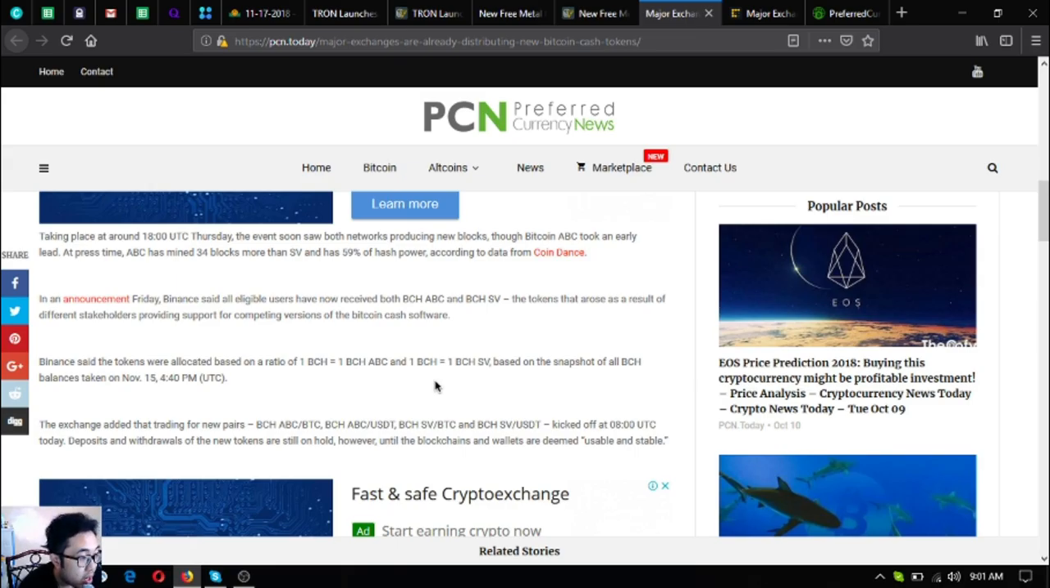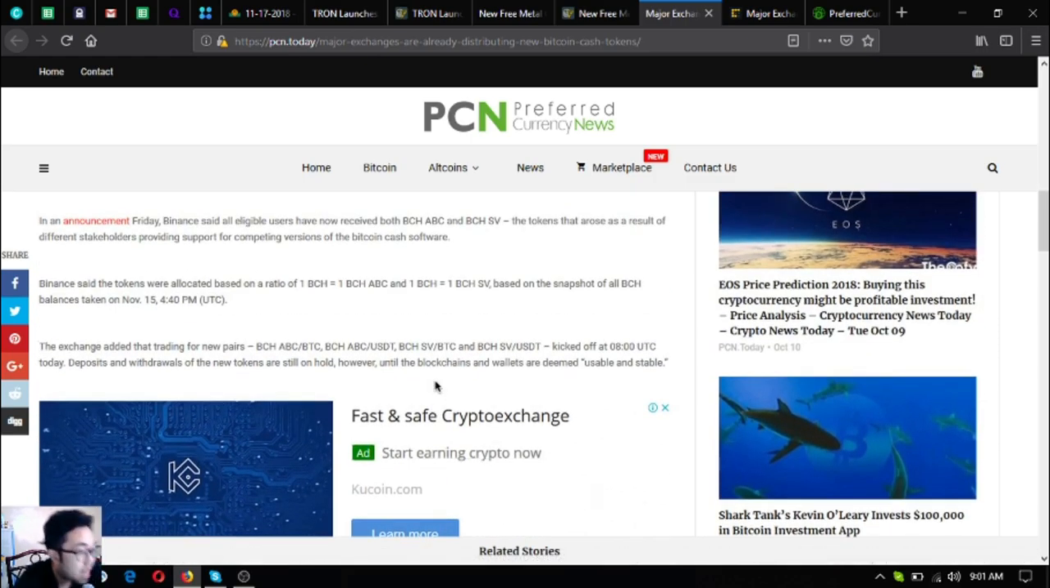Binance said all eligible users have now received both BCH ABC and BCH SV. The tokens have arisen as a result of different stakeholders providing support for competing versions of the Bitcoin Cash software. Binance said the tokens were allocated based on a ratio of 1 BCH equals 1 BCH ABC and 1 BCH SV, based on the snapshot of all BCH balances taken on November 15 at 4:40 p.m. UTC.